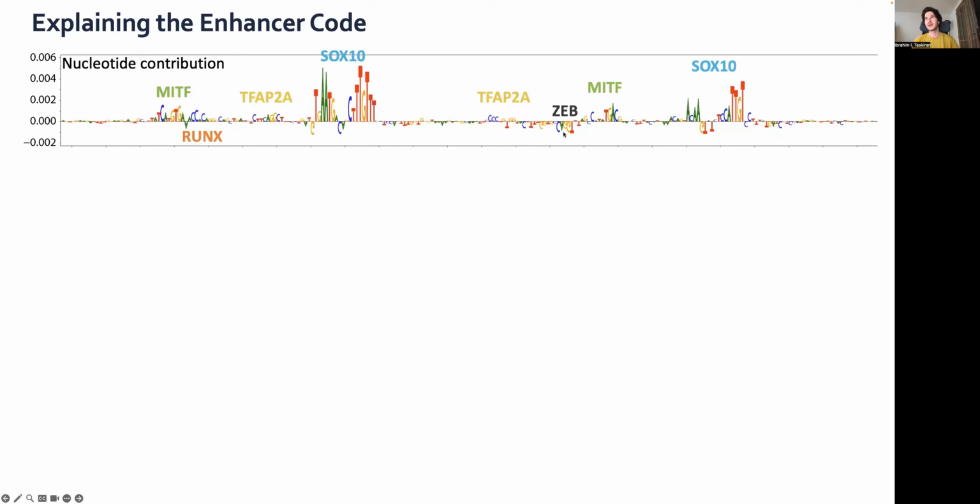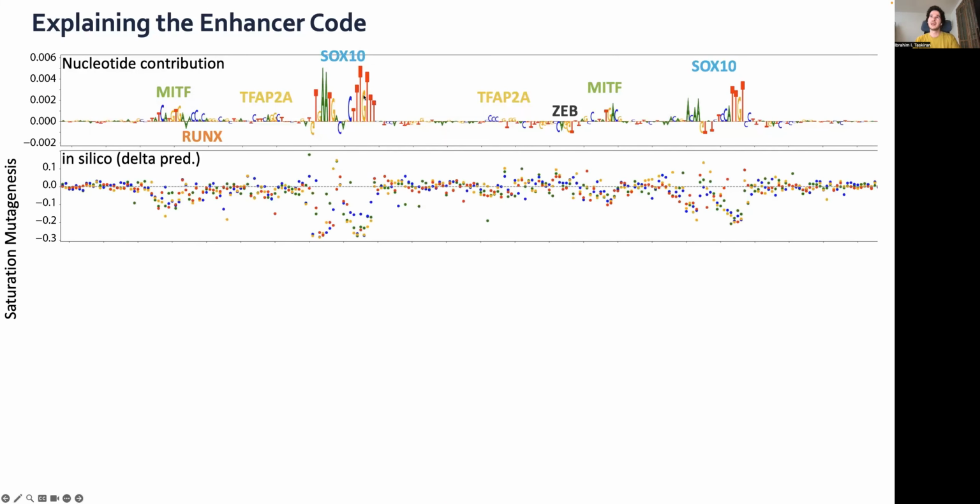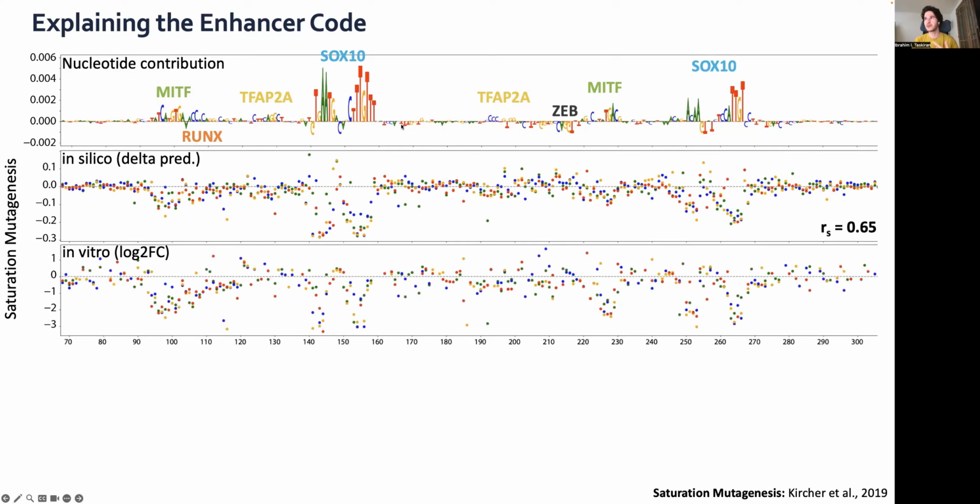This is one way to understand what the model sees on the sequence, and the other way is doing perturbation assays. Here we mutate each nucleotide to the other three nucleotides one by one and calculate the delta prediction score. It's called saturation mutagenesis, and we do it in silico. For this IRF4 enhancer, we were lucky because Kircher et al. did the same experiment in vitro. As you can see, our model prediction correlates quite well with the in vitro assays.